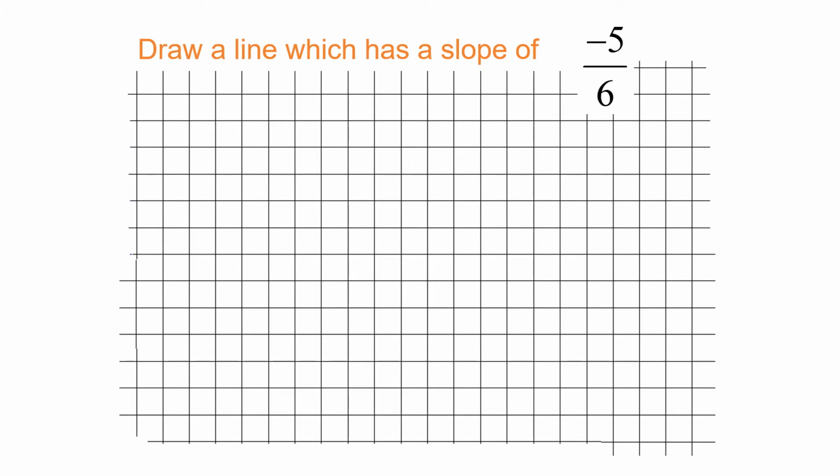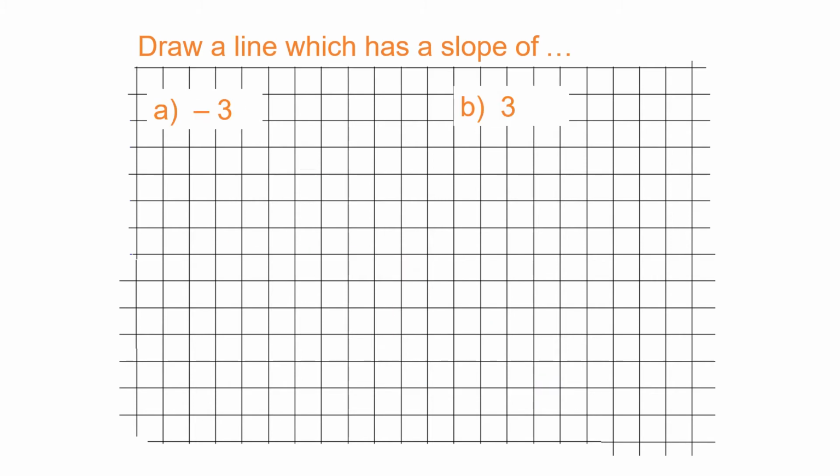And another question, let's put a dot on there. Drop 5 and run 6. Drop 5 and run 6 because we had a negative. So that one is going in the opposite direction of the ones we just did. What about a slope of negative 3? Put a dot on, drop 3, run 1. Drop 3, always run to the right. Always run to the right.